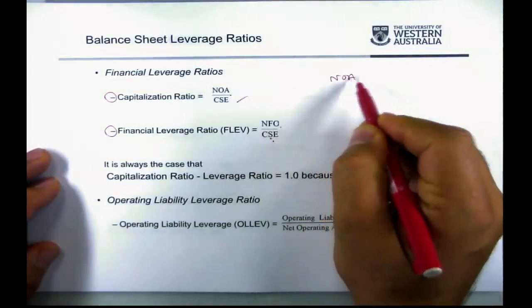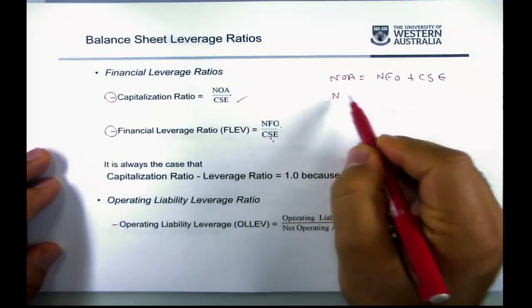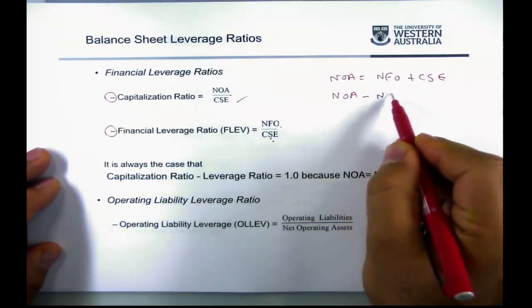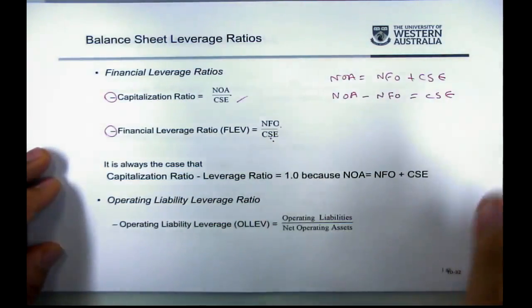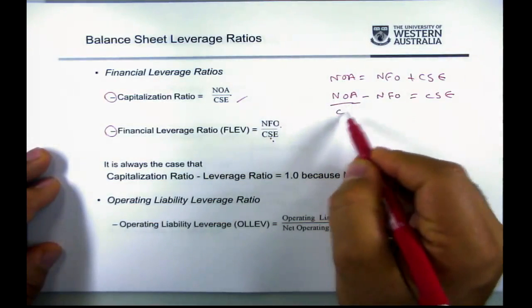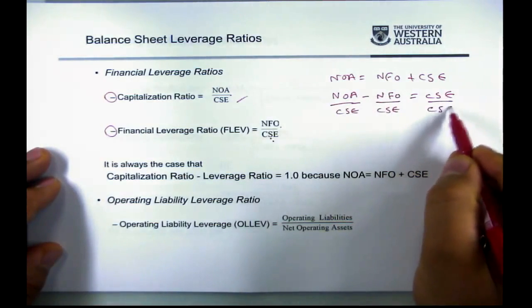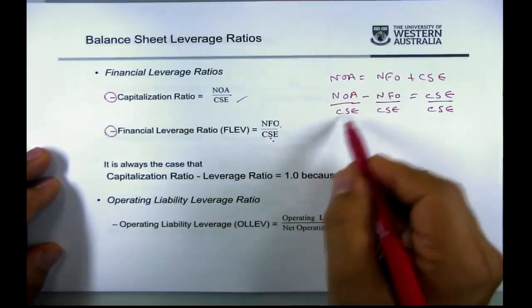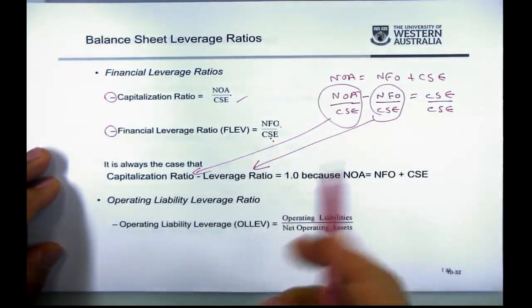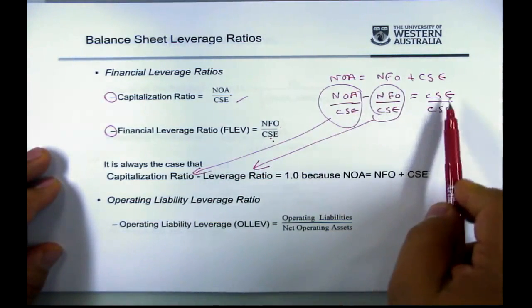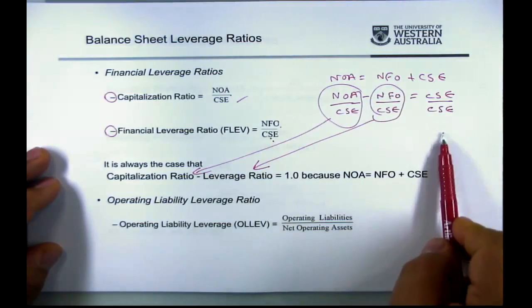Remember that net operating assets is equal to NFO plus common shareholders' equity. And that is equal to net operating assets minus NFO. That is equal to common shareholders' equity. Now, if you divide both sides by common shareholders' equity, this one is the capitalization ratio, and this one is the leverage ratio. This minus this equals 1, because common equity divided by common equity is 1. Make sense?